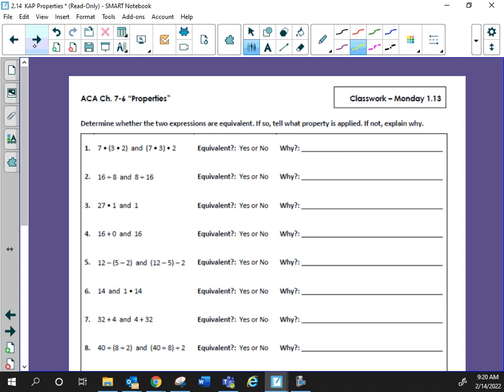Okay? So for these things, we want to determine whether the two expressions are equivalent, and if so, tell what property is applied. If not, explain why it doesn't work. So for number one, we want to see if 7 times 3 times 2 plus 7 times 3 times 2, we want to see if that's equivalent. If you forget everything about the properties, you can just solve it, can't you? And see if they are equal, equivalent? Yeah. Okay, so let's just do that.